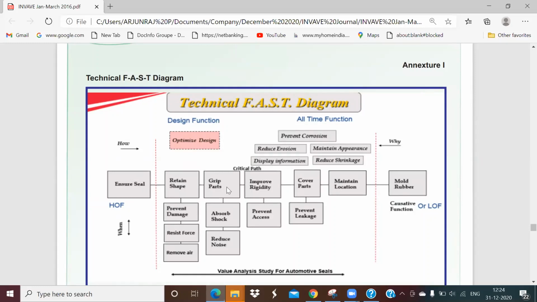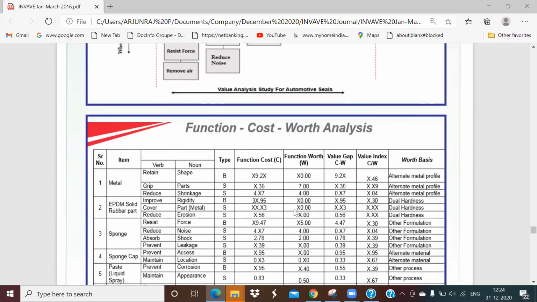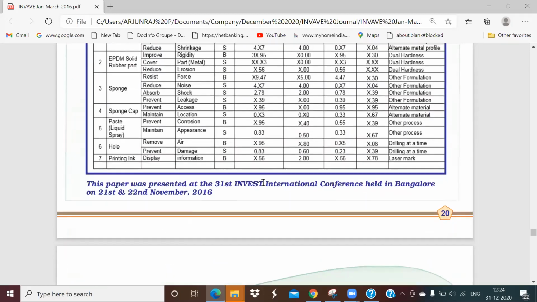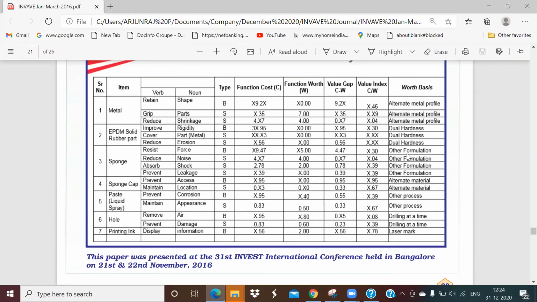How to retain shape? By gripping the parts. How to grip parts? By improving the rigidity, by covering parts, by maintaining location, by molding rubber. So here, when you cover parts, you are also ensuring prevent leakage. When you are retaining shape, you are also preventing damage. Normally, the leakage should come here and the damage should come here. It also resists force and removes the air. And when you're gripping it, you need to absorb shock or vibration. It also reduces noise. Considering that, you have to go for a function cost worth analysis. So here, in the gap, you always find a new worth.